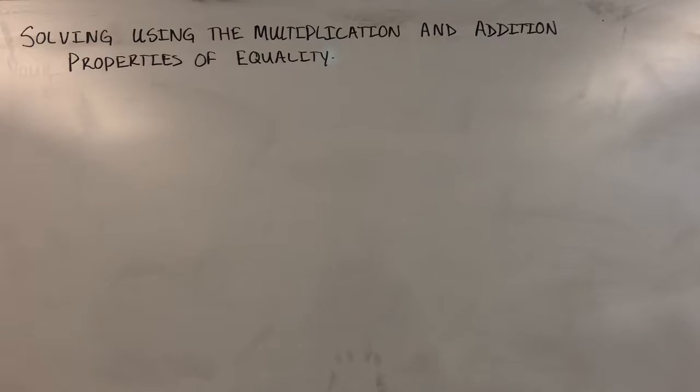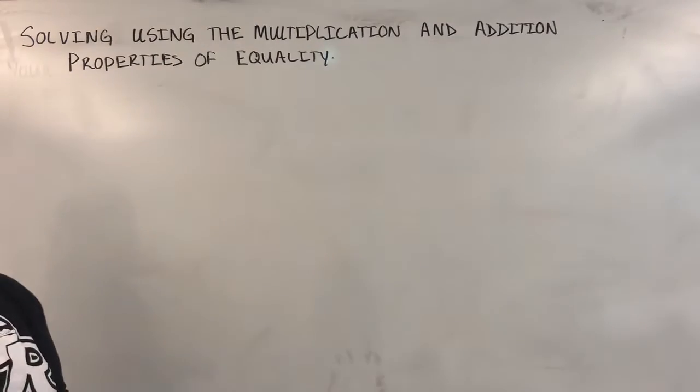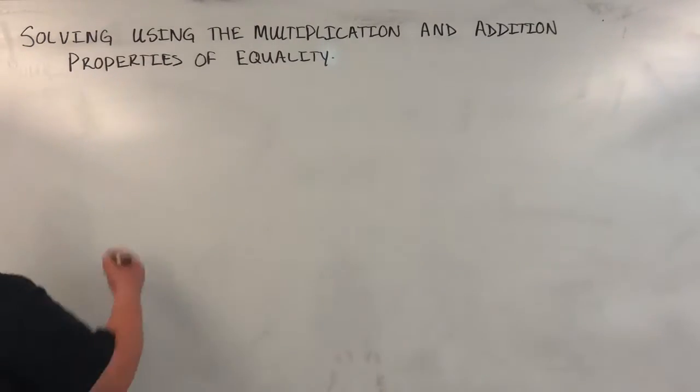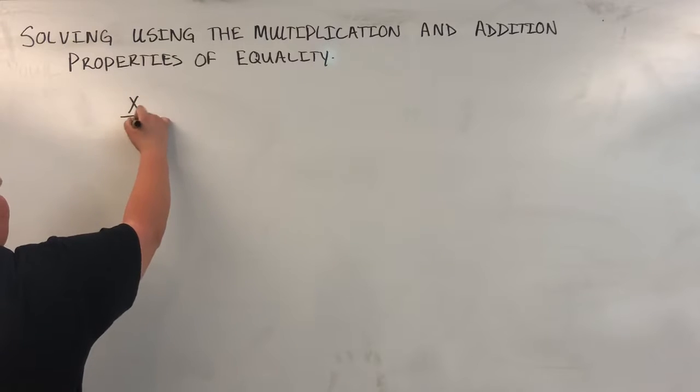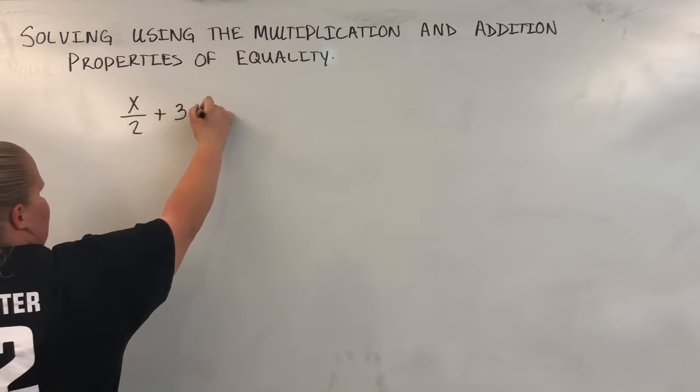So we're going to talk about what to do when we have multiple steps to take when solving a problem, meaning we have to use the multiplication and the addition properties of equality, not just one or the other. So the first example that we're going to look at is x over 2 plus 3 equals 5.